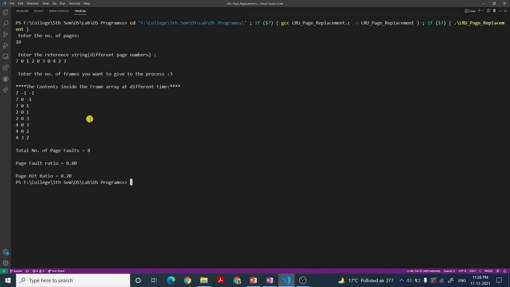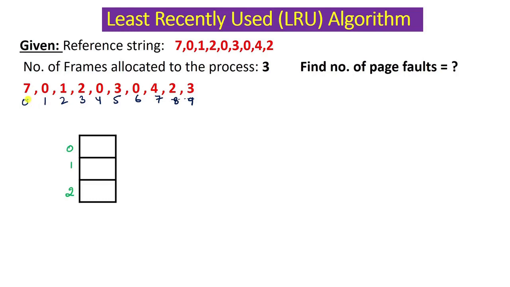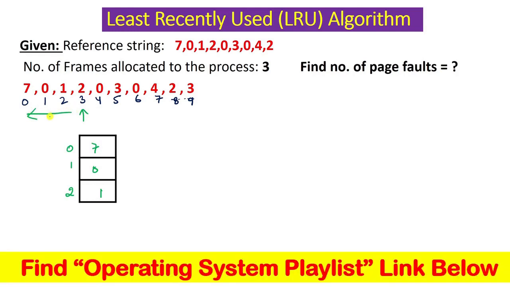Now let's understand the code step by step, and how we will approach this LRU program. Let's first understand the concept of the last access time in the LRU. When we apply the LRU algorithm on this reference string, we put 7 here, then we put 0, then we put 1. Now every frame is occupied, right? So when we come to 2, all the frames are occupied, so we have to apply the LRU. We have to see in the recent past whichever page is used least recently, that page should be replaced.